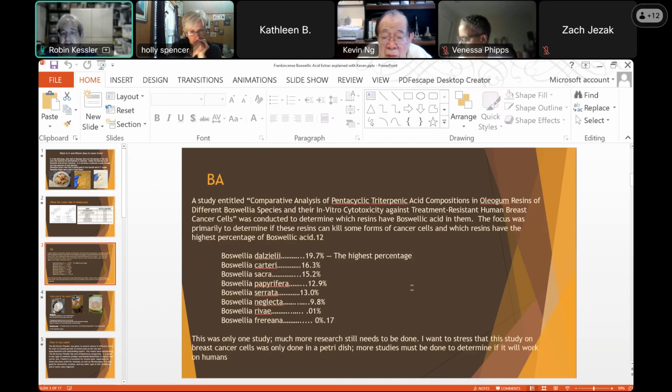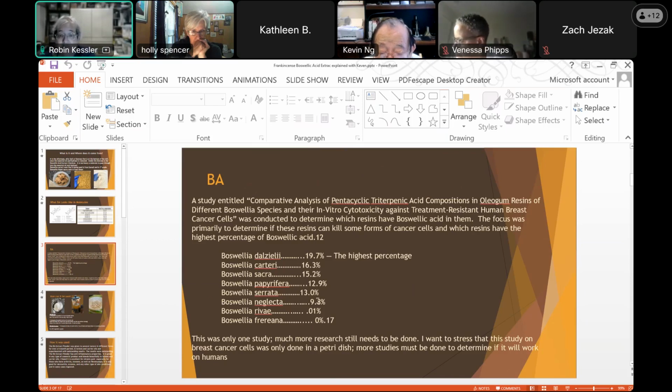A study was done, and we actually have this study in the frankincense group. So if you go in, you can see it there. And this was done against a treatment-resistant breast cancer on a patient. But we don't know what the results were because there's no other paper but this, so we don't know if it actually worked.